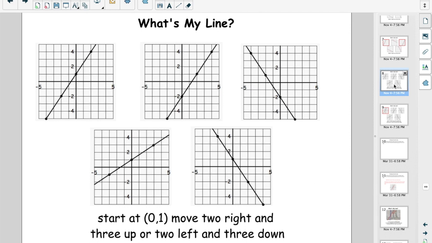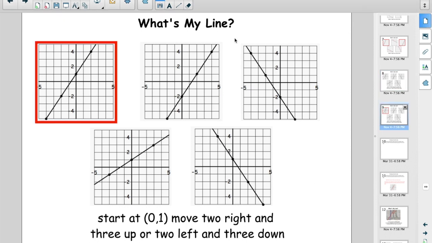All right, resuming and discussing this. So let's take this one up. We're looking for a graph starting at 0, 1. That would be the y or the vertical intercept. So let's see how many graphs satisfy that.